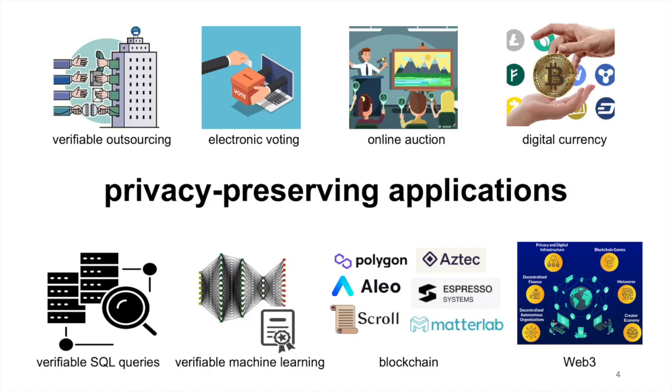Due to these properties, ZKP has been deployed in real-world systems of blockchains and cryptocurrencies, and it has potential to be used in many privacy-preserving applications, such as verifiable machine learning, electronic voting, and online auction.